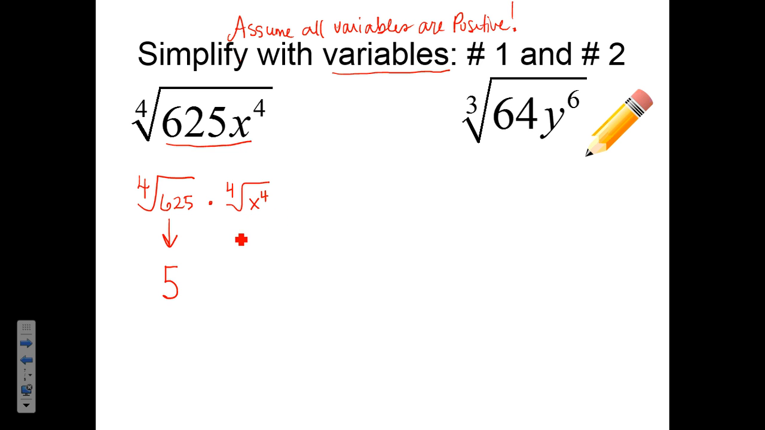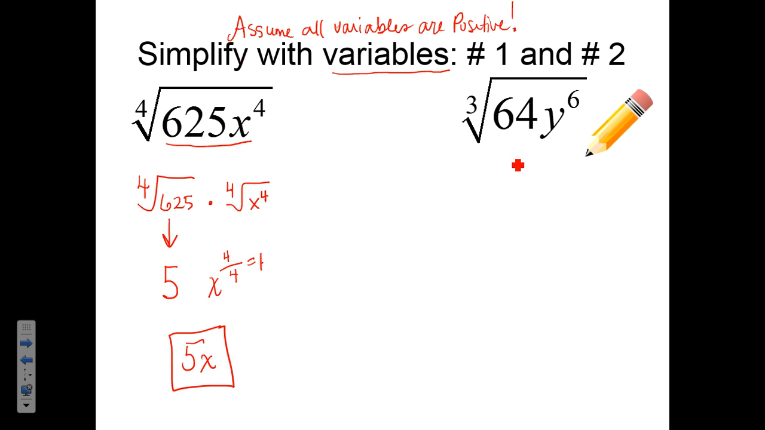So that becomes 5. And then this is radical notation. So what I tell my students is to convert it to rational. Now remember, rational is the power is the numerator and the denominator is the index. Well, do you know that 4 divided by 4 is actually 1? And so 4 divides into 4 one time. So the answer is really 5x.